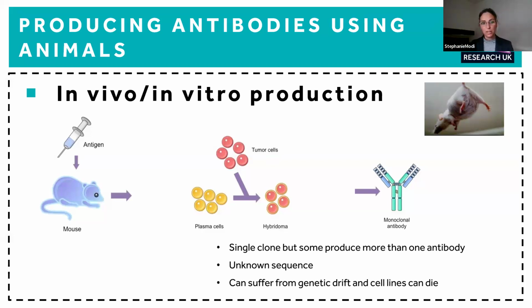There are some issues with monoclonals. So the idea is you get a single clone, but in fact, hybridomas have been known to produce more than one antibody. Also, again, they're not sequenced, so you don't know the sequence, it's not reproducible. And in fact, these monoclonal antibodies are not always stable. They can suffer from genetic drift over time. So the monoclonal that you've been culturing all this time will suddenly change, and that will affect your experiments. And also cell lines can die as well. So issues with those as well.